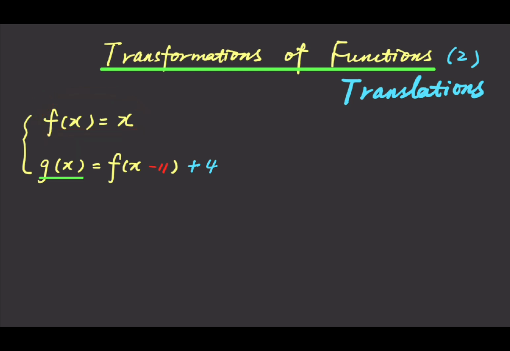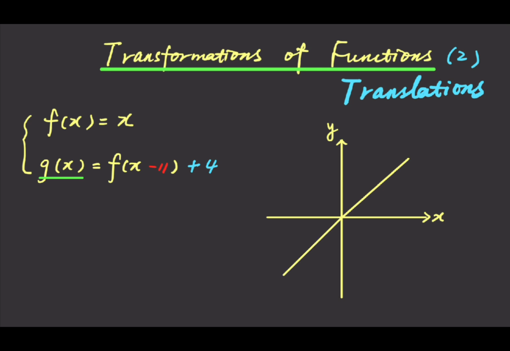Okay, it's easier for us to figure out this original function. f(x) equals x. This is a straight line. You know this function is a kind of base function. On the basis of this function, we want to figure out this transformed function.